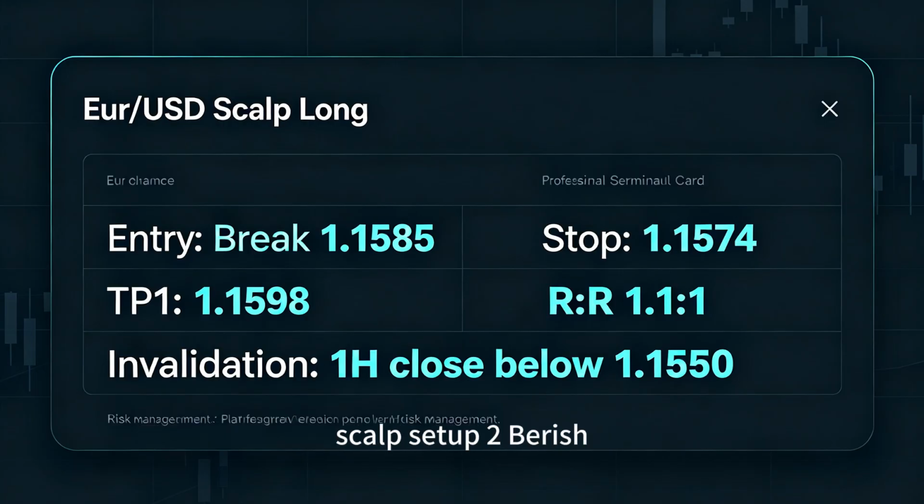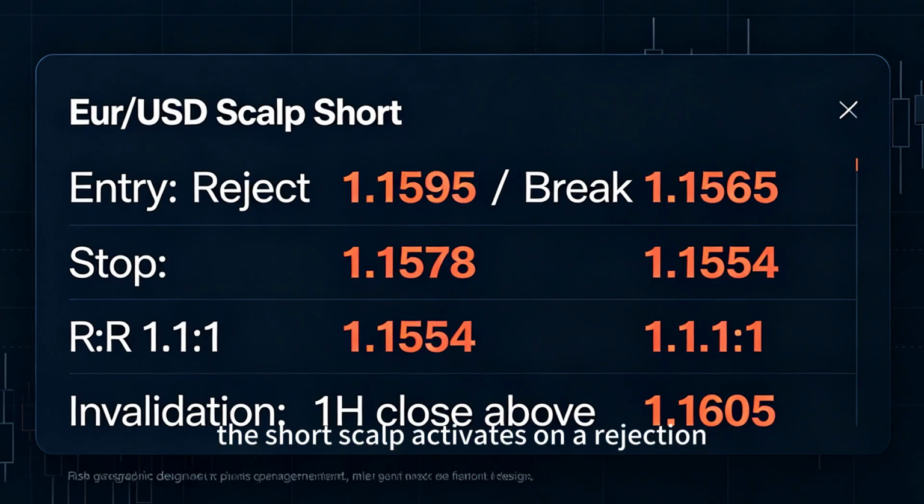Tight scalp, Scalp Setup 2, bearish, euro to US dollar. The short scalp activates on a rejection at 1.1595 or a breakdown below 1.1565. Target 1.1554, S1. Stop at 1.1578.